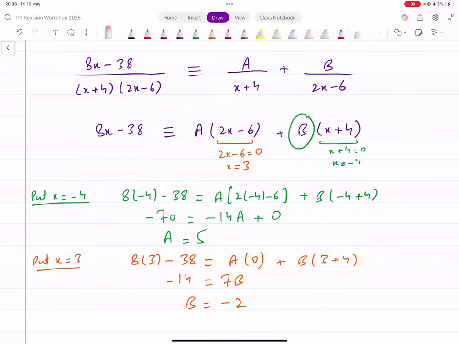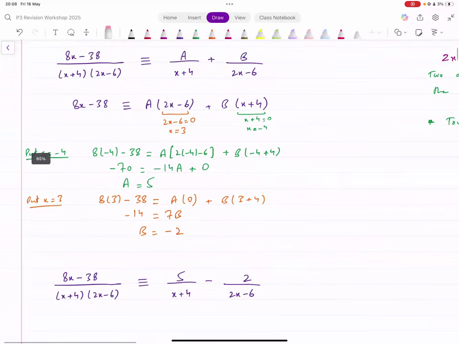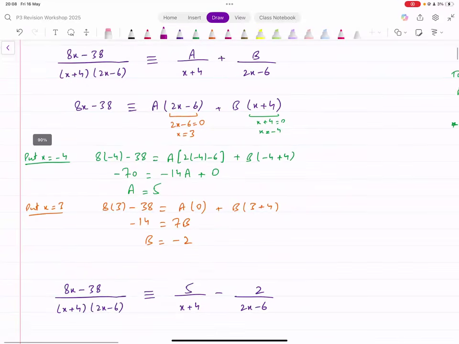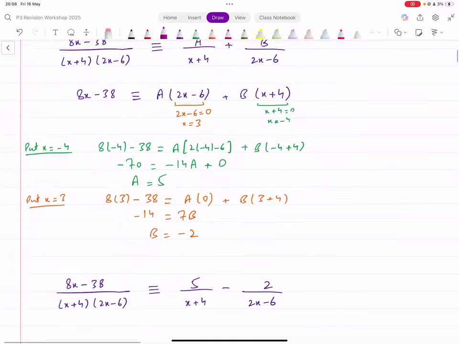We get the values of a and b, and that gives us the partial fractions that we were looking for, 5 over x plus 4 minus 2 over 2x minus 6. And that's our final partial fractions that we get from this. Okay, that's the process that we follow for this.